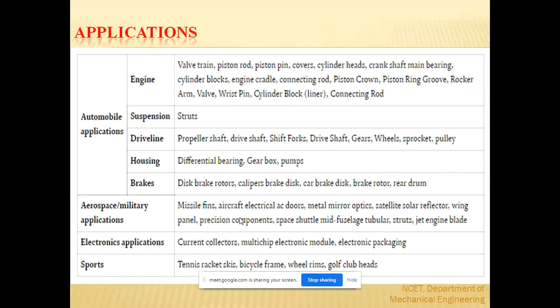And what are the applications? See, there are plenty of applications, since our staff members are also using the same method of manufacturing. In automobiles, engine parts, suspension, driveline, housing, brakes, disc brakes, all these are different parts of an automobile made using stir casting. In aerospace applications also: missile fins, aircraft electrical AC doors, and jet engine blades. In sports applications: tennis rackets, bicycle frames, wheels, golf, everything. These are all different applications.